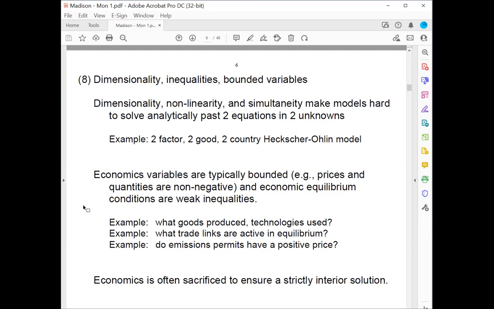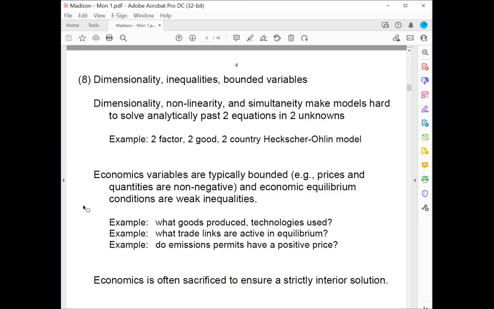In international trade models, what trade links are active in equilibrium and how do those change? A lot of early GE modeling were not able to handle switches from active to inactive or the other way around. Assumptions were always imposed, like what's called the Armington assumption, that guarantees an interior solution. Okay, but you're really throwing out a lot.